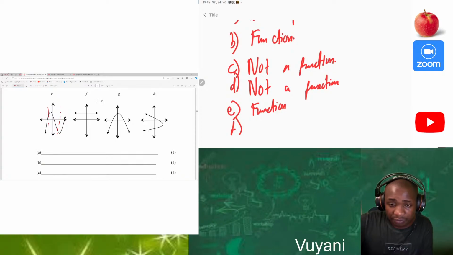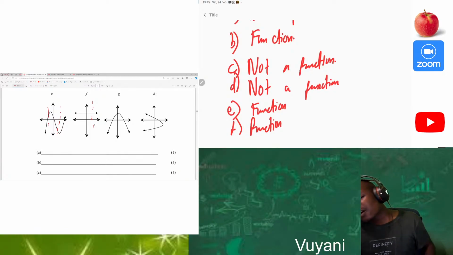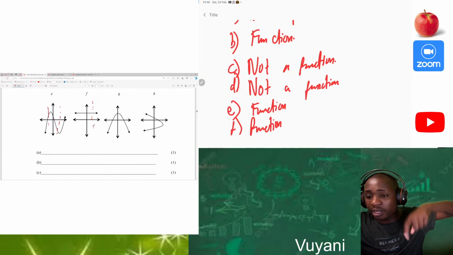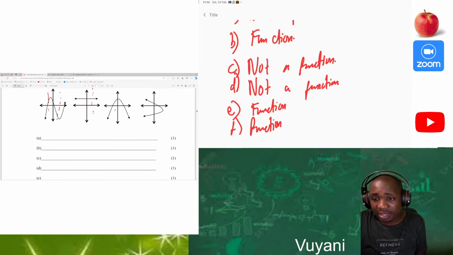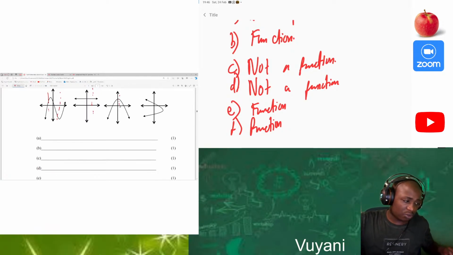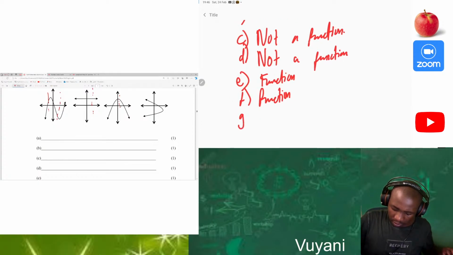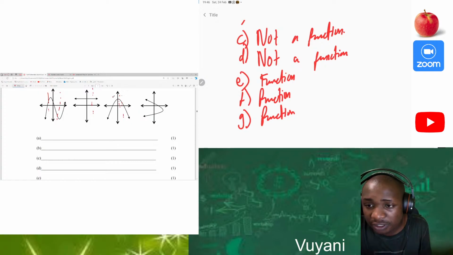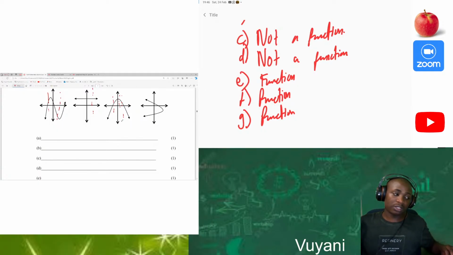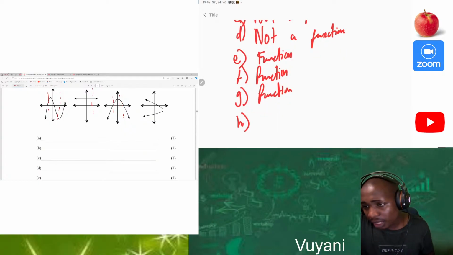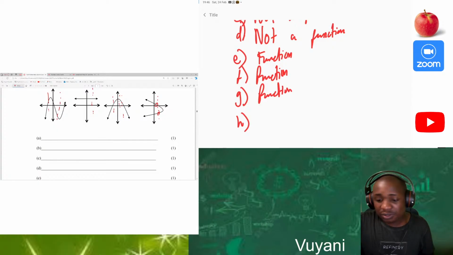F, of course, is a function as well. Reason being, the vertical line intersects the graph of f only once, so that makes it a function. So don't worry about that one. Let's check this one, G. This is also a function, which is a parabola, because using our vertical line test it's just intersecting once. So definitely that one is a function. Now H. No, no, no. It's intersecting twice. So the moment it intersects twice, it's not a function.